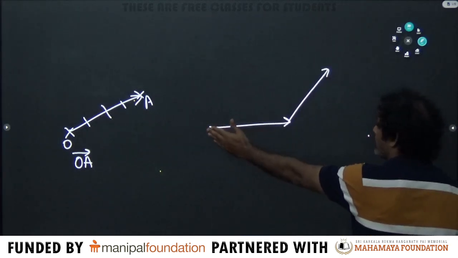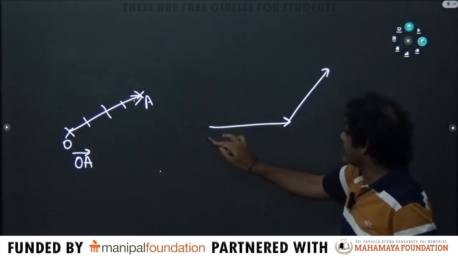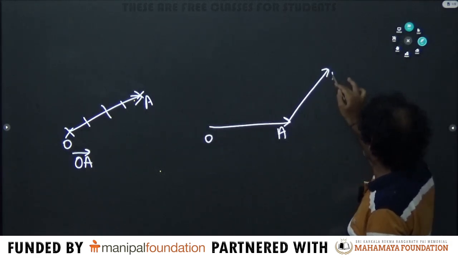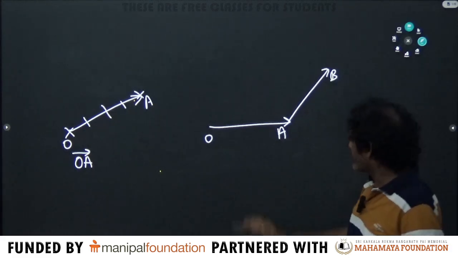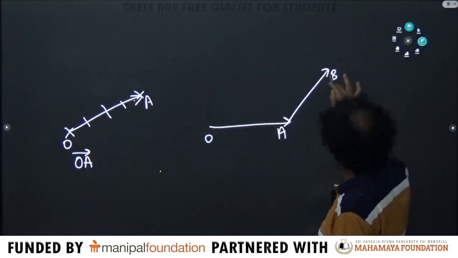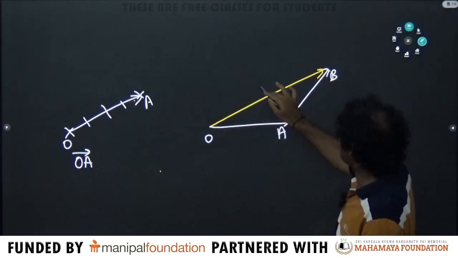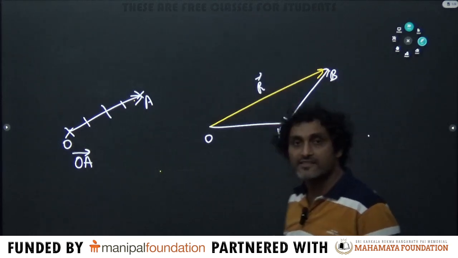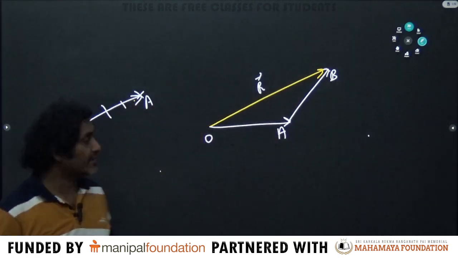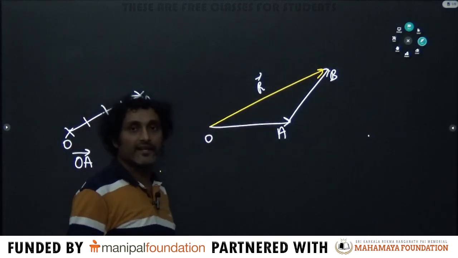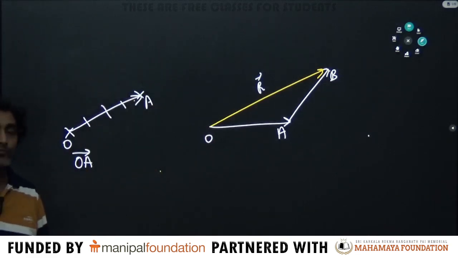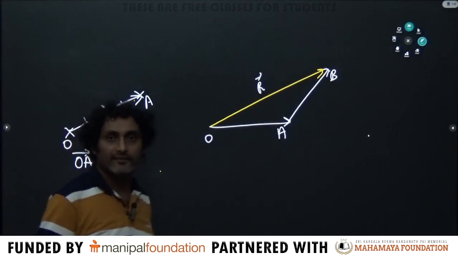Suppose you have the OA vector and the OB vector. You go from here to here and then here to here. What I'll think is you directly came here, right? So this became the resultant. This is called the triangle law of vector addition. But how is the unit vector important for us, and why?